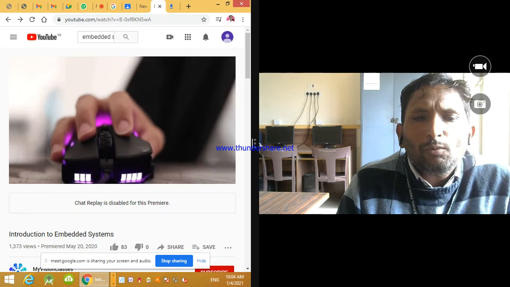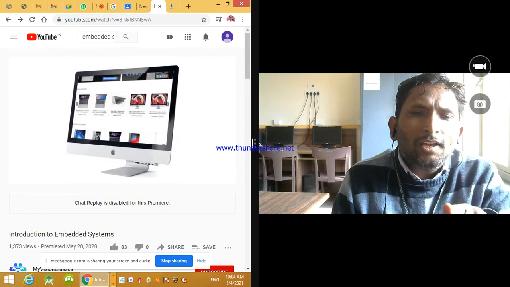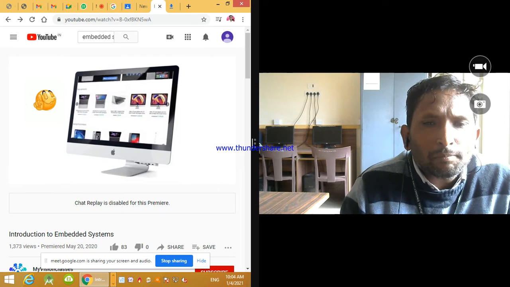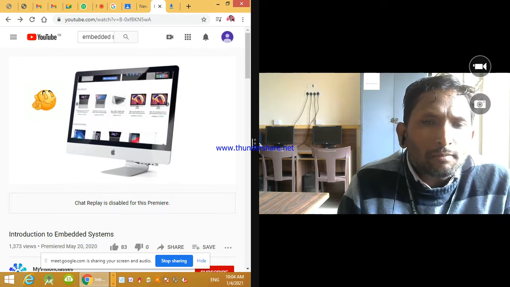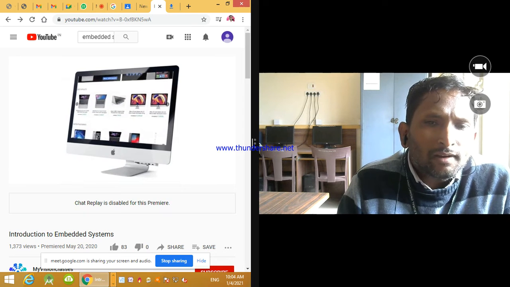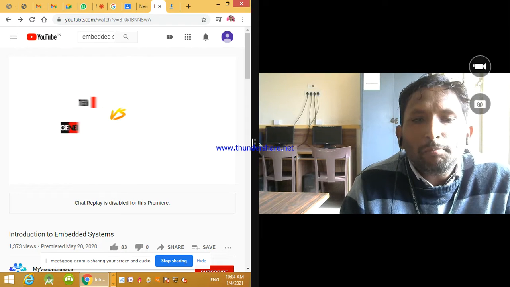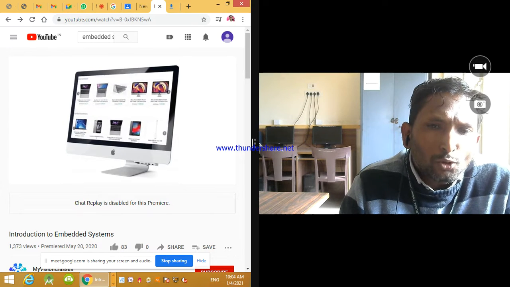Now, on your screen you can see a general purpose computer. A computer is not considered an embedded system because it can be used to perform multiple functions, and is called a general purpose computer. Moving on to the differences between a general purpose computer and an embedded system, I would differentiate them based on certain categories.